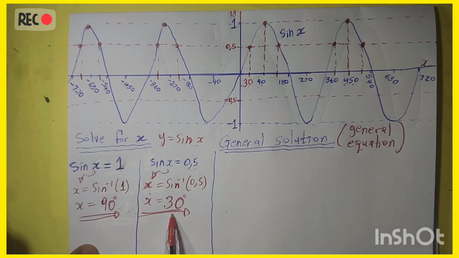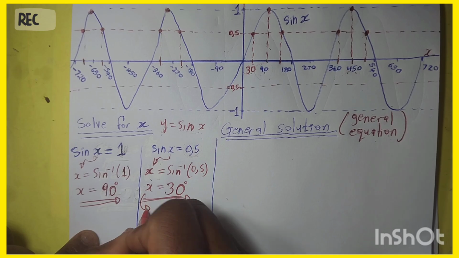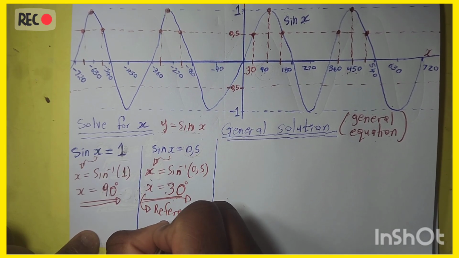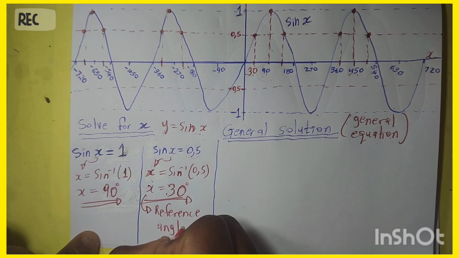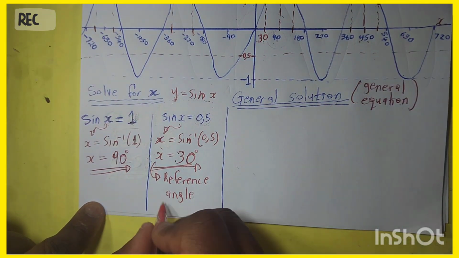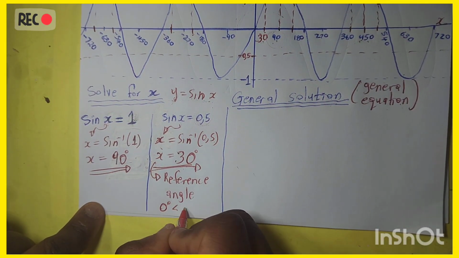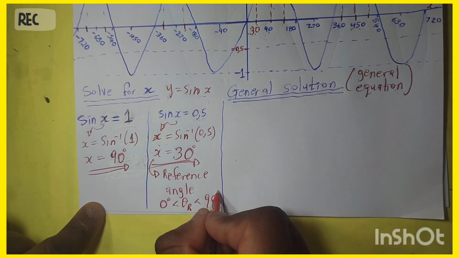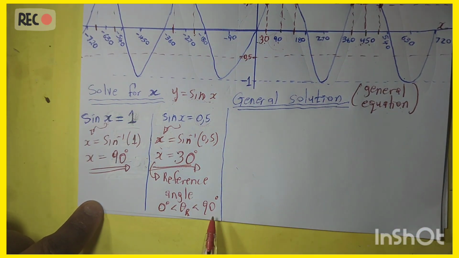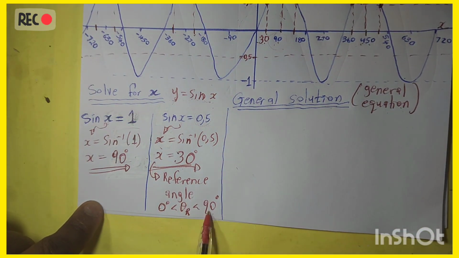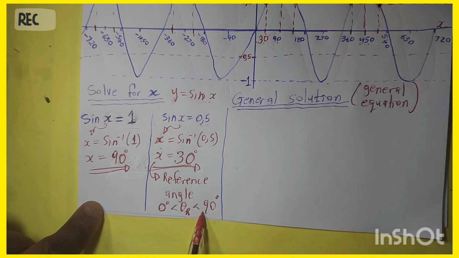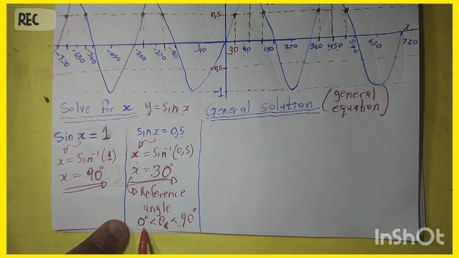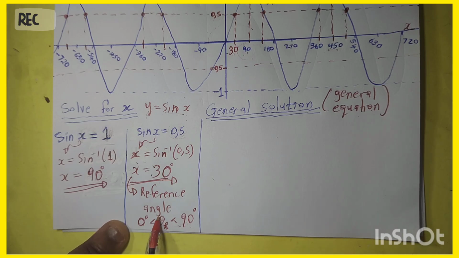if I'm trying to solve x like this, I will only get one value, and that one value is what you call a reference angle. A reference angle, guys, will all the time be between 0 degrees and 90 degrees. It is all the time between these. Do you see? So understanding that reference angle, guys, is very, very good. Please know that thing, a reference angle.